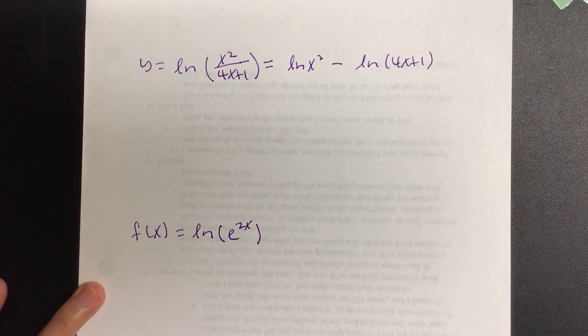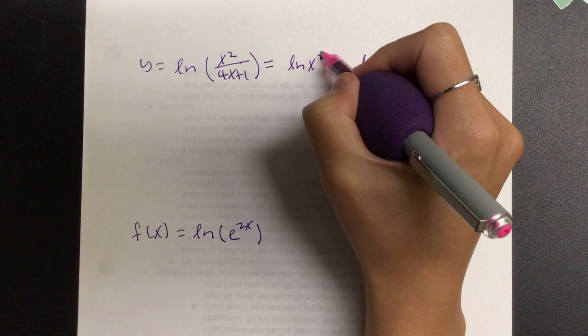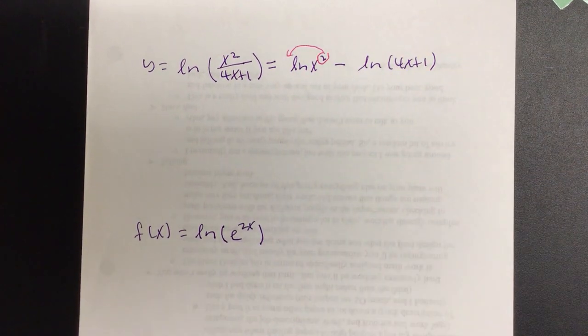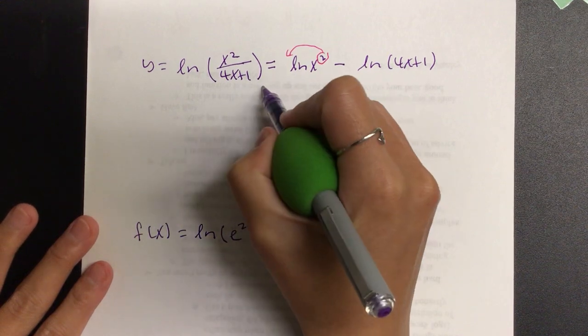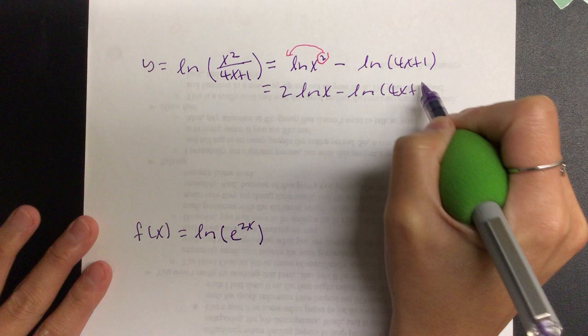Now, I can leave it like this and use the rule of the natural log derivative, but I can do one more thing. What is that one more thing that I can do? Rewrite that in front. You may leave it just like that, but there's more simplification involved. So we have 2 natural log of x minus natural log of 4x plus 1.